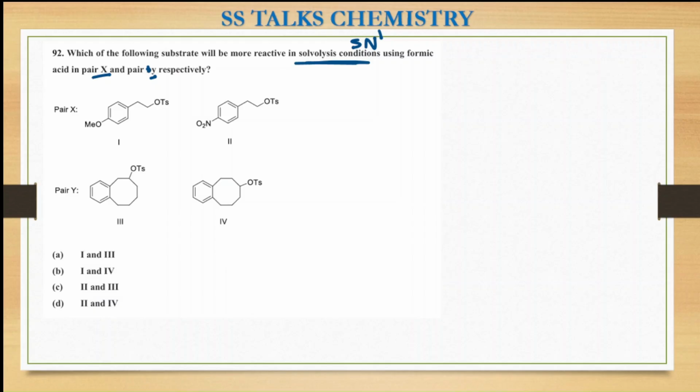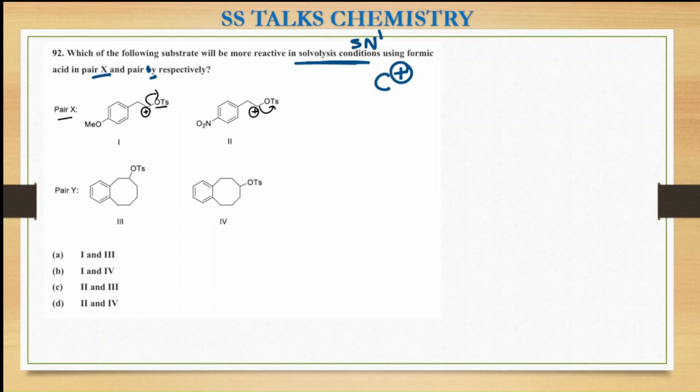So in the SN1 reaction, you can check the stability of the carbocations, right? The one that has the more stable carbocation will give a faster rate of the SN1 reaction. In the pair X, the OTs group that I have is a good leaving group, so it can easily leave from the medium. So a positive charge will be formed on this carbon center. Again, here also this OTs group can leave and there will be the formation of a positive charge.